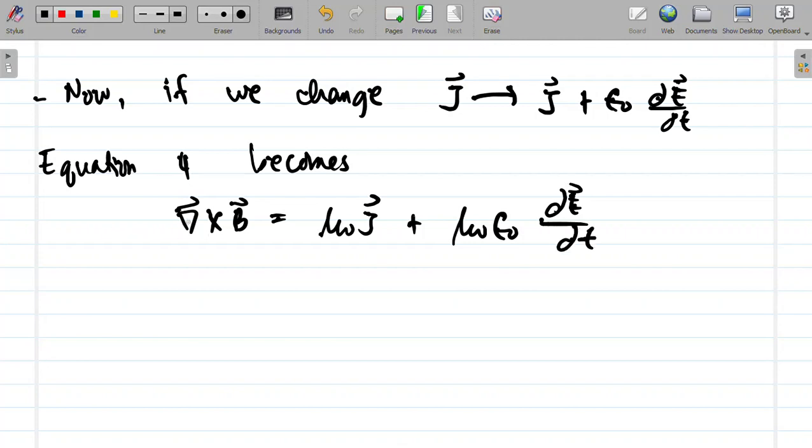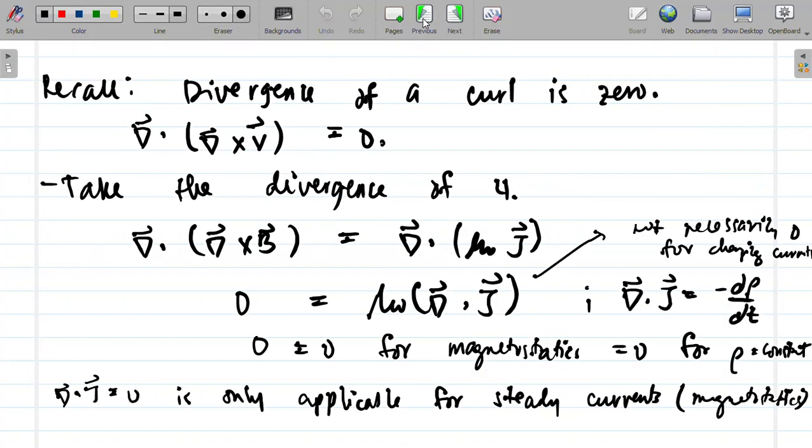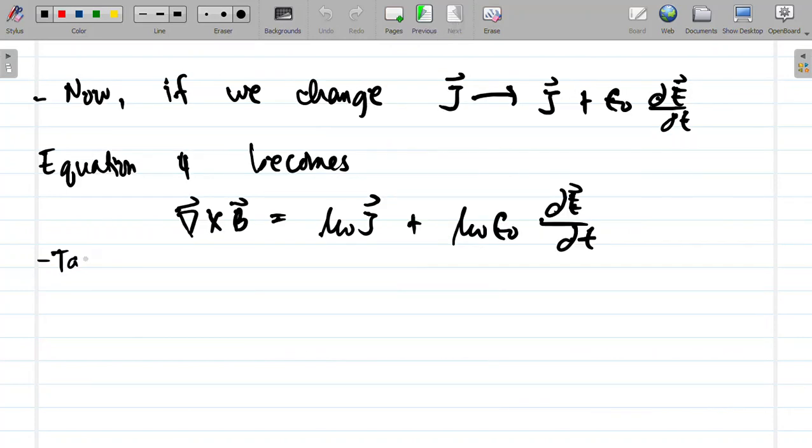So, now, i-check nga natin kung yung divergence ng both sides ay magiging consistent. Diba yun yung ginawa natin kanina? Dito nalaman natin na consistent lang siya for magnetostatics. Pero for electrodynamics in general, hindi. So, i-check natin dito. Take the divergence of both sides.